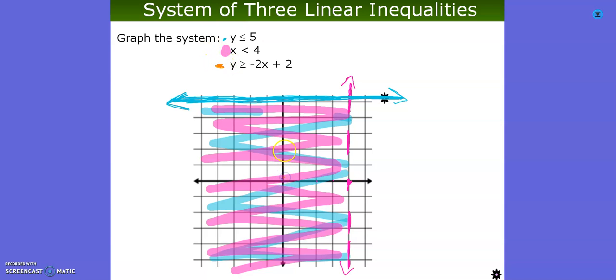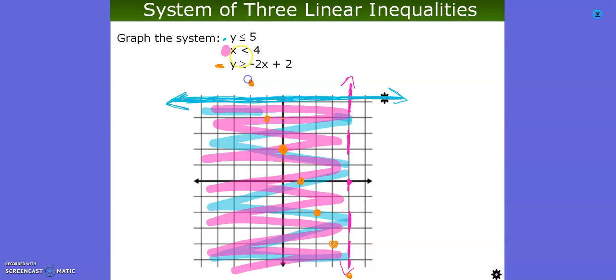So I'm up here at 2 on my y-intercept. I know it's getting a little crazy with all the colors. And then we're going to drop down 2 and go to the right 1. Down 2 and right 1, down 2 and right 1, down 2 to the right 1, maybe about here. And go in the opposite direction as well, so maybe about there.